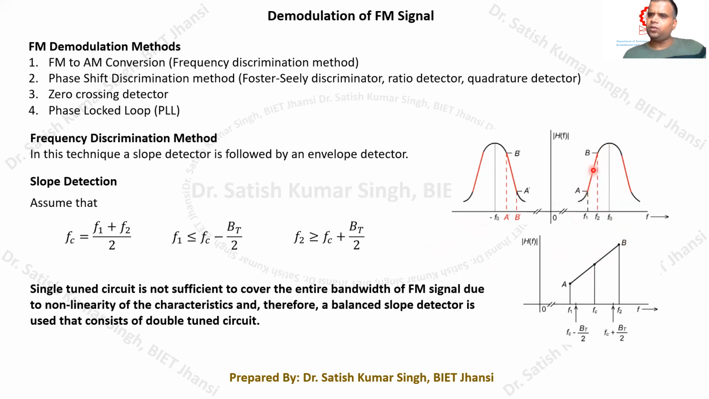Here you can see that we are having non-linear characteristics at this point, and again at this point. So if this much range is not able to accommodate the complete 200 kilohertz bandwidth, then obviously the signal will also enter into a non-linear region, here and here. Therefore the conversion of frequency into amplitude is going to be non-linear, a proper demodulation will not take place, and so we do not generally use the single tuned circuit. So what is the solution?